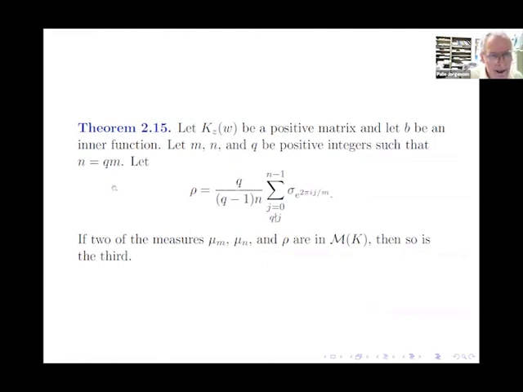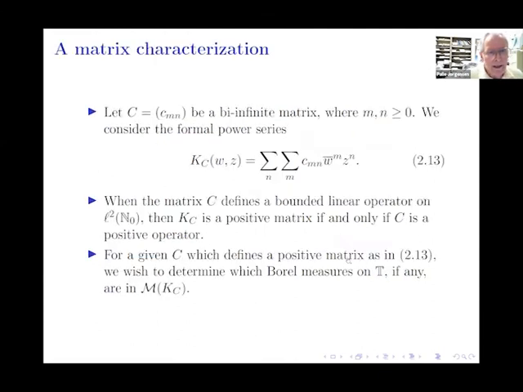M is a factor in N with quotient Q. And so our theorem is that if any two of them is in MK, then the third is as well. So it gives you some more concrete ways of constructing measures in M of K.